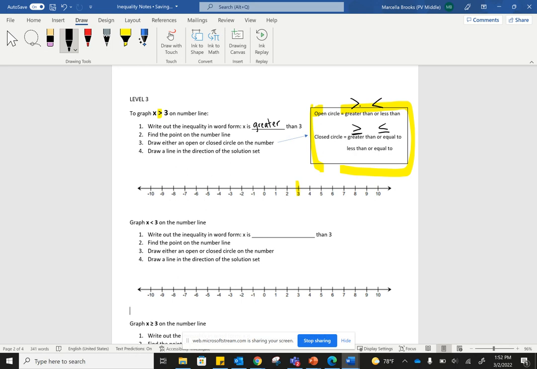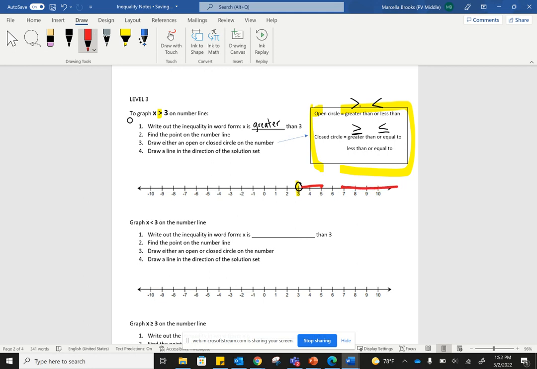So if it has a little line underneath it, that's a closed circle. If it does not have the line, it's an open circle. So in this problem, there's no line. So it is an open circle. So we're going to draw an open circle at 3 like this. And then we're going to shade in the direction that satisfies the inequality. So x is all the values that are greater than 3. So 4, 5, 6, 7, 8, 9, 10, those are greater than 3. So I'm going to shade in that direction. All you're doing is shading in that direction.